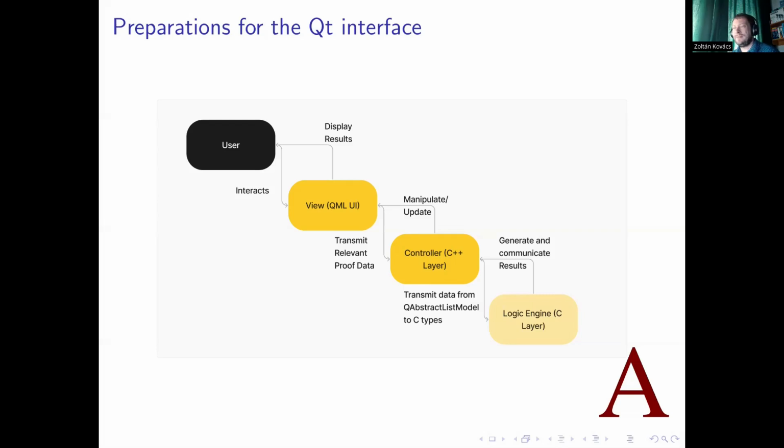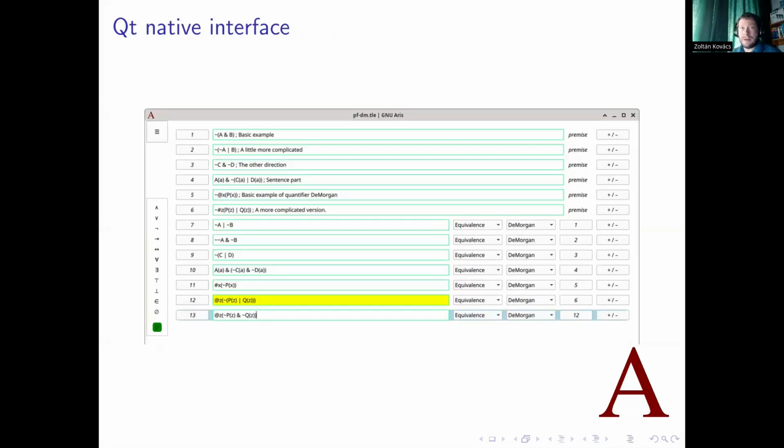This middle layer now processes the data into appropriate C data types and forwards it to the C logic engine. We are reusing the old logic engine by decoupling the GTK UI from the program logic. Thus, the generated results are communicated back to the controller, which then updates the view so that the results are displayed to the user. Well, the new interface is a bit different from the GTK interface.